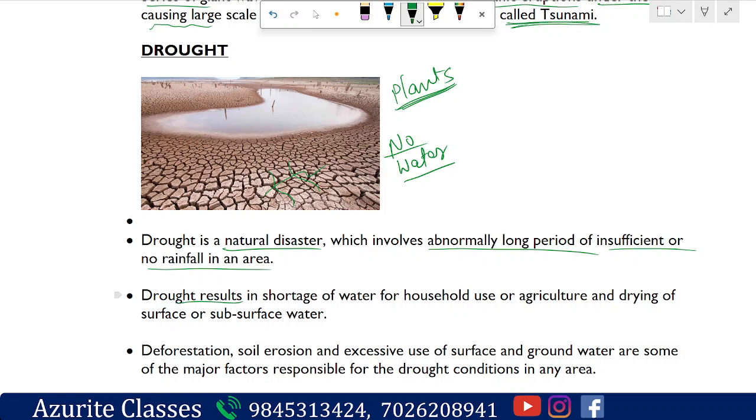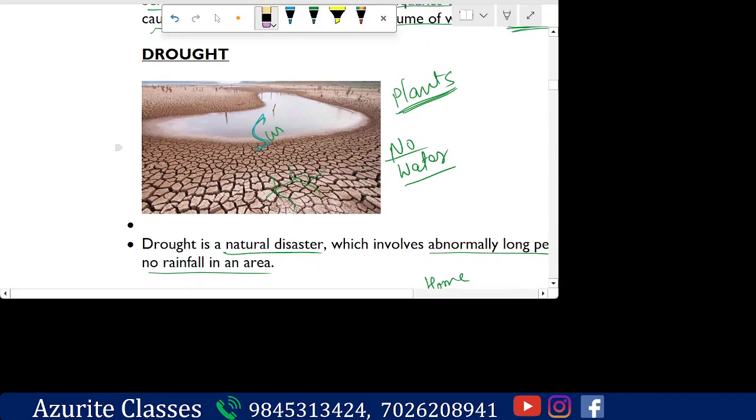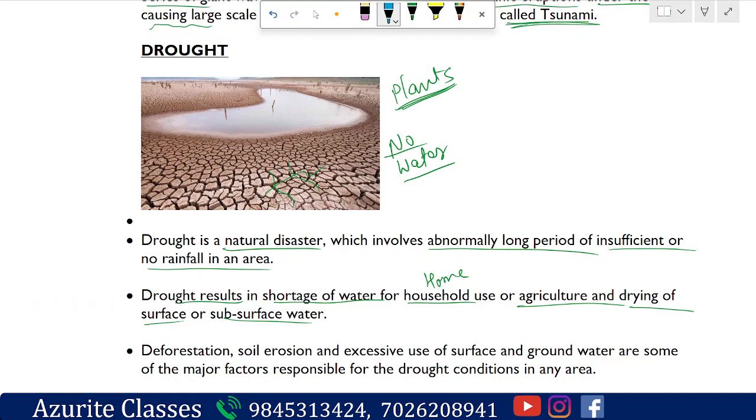Understand? So drought results in shortage of water for household, means for home, that is house, and agriculture purpose. Also drying of surface and subsurface water. Surface means this is the surface, isn't it? So there will be no water here. This lake is getting dried, isn't it? The water is very less now, so surface water will get dried. And subsurface means inside, bore well and all, right? Bore wells will also get dried. So there will be no water, so that is the drought.